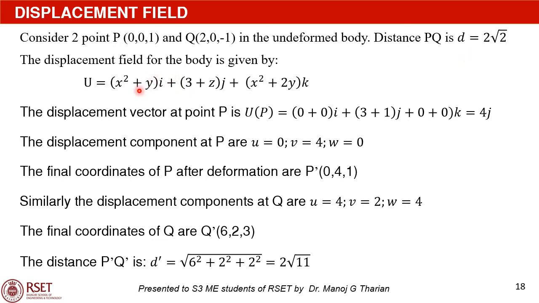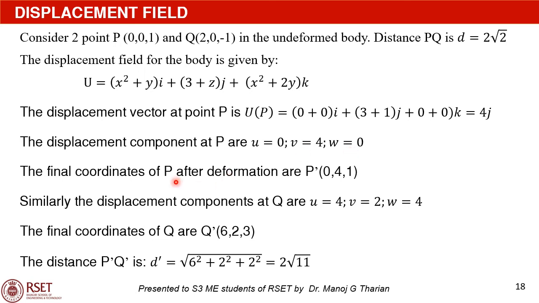Let capital U is equal to (x square plus y) times i plus (3 plus z) times j plus (x square plus 2y) times k be the displacement field in the body. The displacement vector u at point P is obtained by substituting the coordinates of P in the given displacement field, and we get it as 4j. That is, the displacement components at P are along the x direction u is equal to 0, along the y direction v is equal to 4, and along the z direction w is equal to 0.